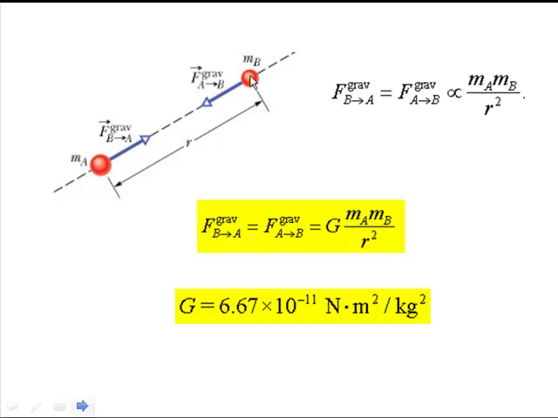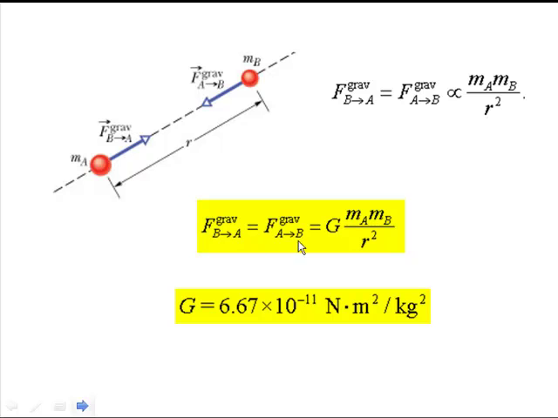We have two objects attracting each other gravitationally. We know that the force of B on A equals the force of A on B. They are both gravitational forces. They are always equal and opposite. And the force is proportional to the mass of A times the mass of B divided by the distance between them squared. And this is true of any two objects in the universe, which means you have a gravitational attraction to everyone near you.